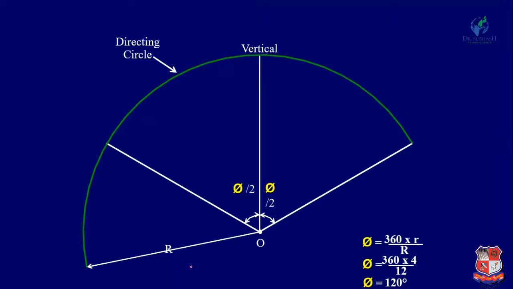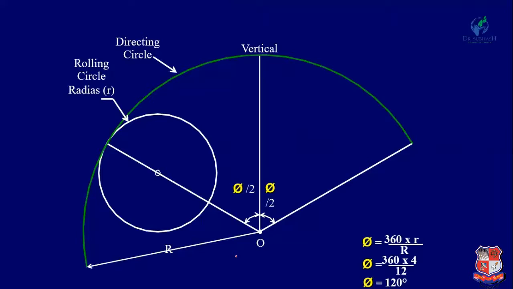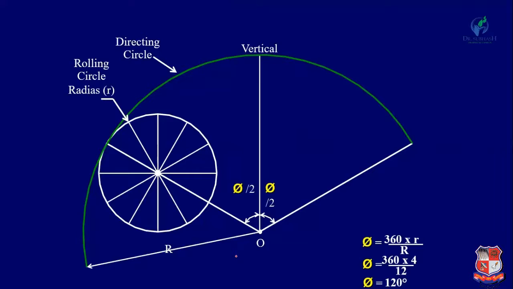Draw a circle. Now inside, take a center and draw another circle of radius equal to small r, that means 40 mm. This circle is known as the rolling circle. Now divide this circle into 12 equal divisions. The direction of rolling of this rolling circle is given here: 0, 1, 2, 3, 4, 5, 6, 7, 8, 9, 10, 11 and 12. These are the different points.